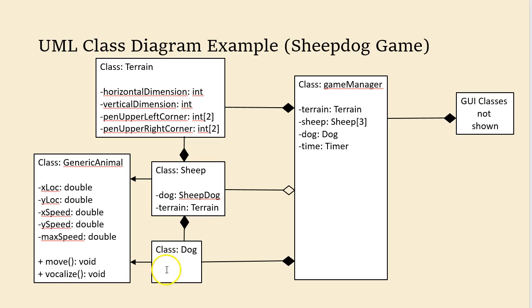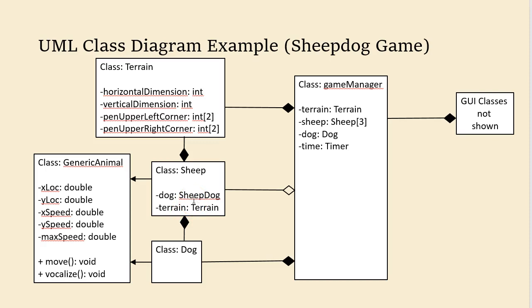Now for the dog, notice I don't have any additional attributes. The dog inherits all the attributes and methods of the generic animal, but it will overwrite the move method. The dog moves based on user input. The sheep move by running away from the dog. So we will change the move method, and the same for the sheep, we'll change the move method. You'll notice though I added some attributes for the sheep, and I'll talk about that in a minute.